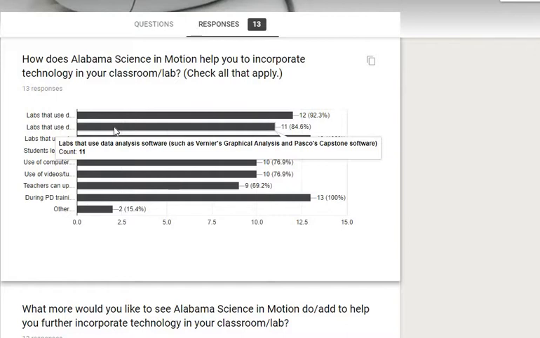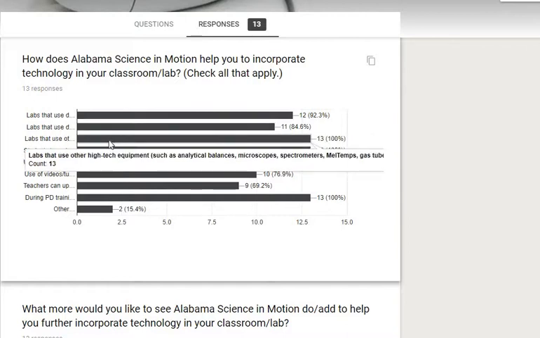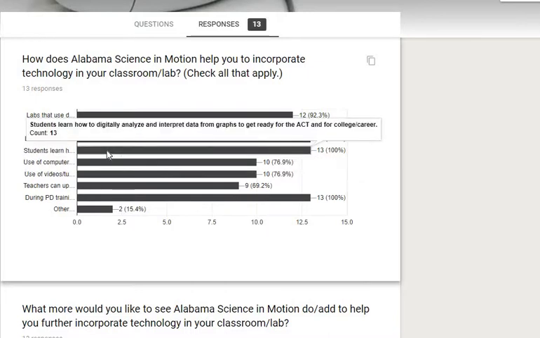The second one, we had 11 of the 13 teachers say that labs that use data analysis software are important to them, such as Vernier's Graphical Analysis and Passcode's Capstone software, where they can analyze graphs as well as analyze videos. All 13 teachers said labs that use other high-tech equipment are important to them, such as using analytical balances, microscopes, spectrometers, Mel-Temps, and so forth.